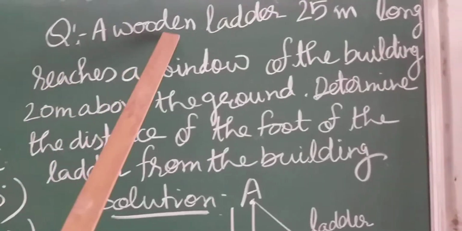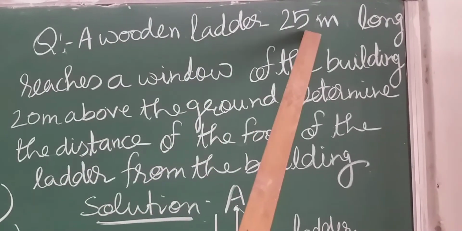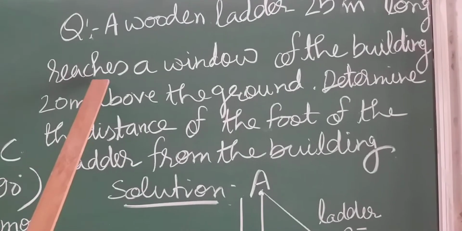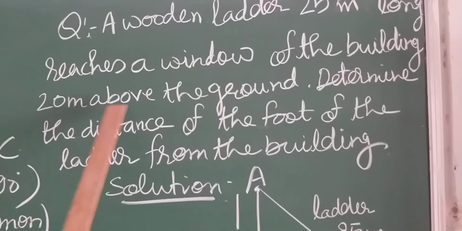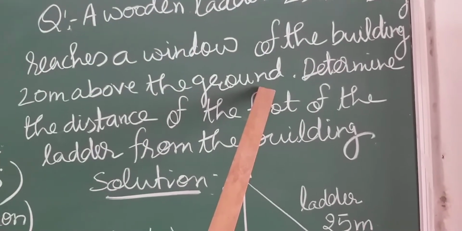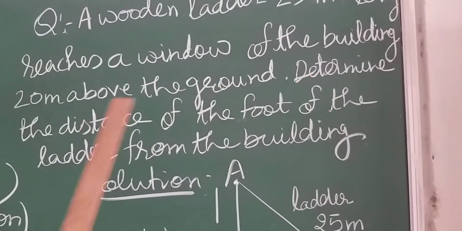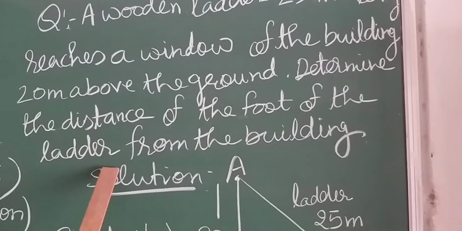Question: a wooden ladder 25 meter long reaches a window of the building 20 meter above the ground. Determine the distance of the foot of the ladder from the building.